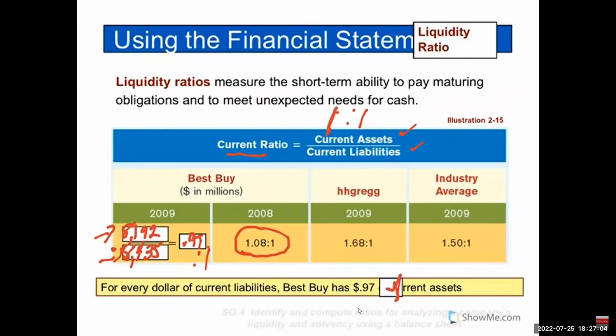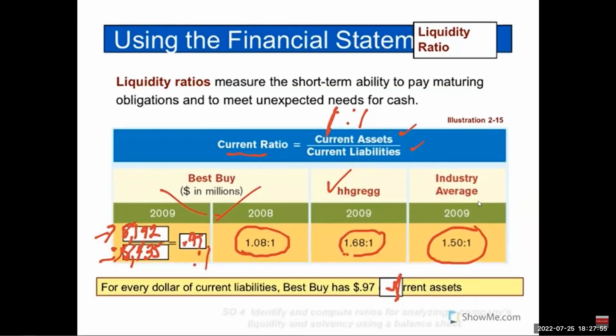Now the other thing about ratios is they really take on meaning when you compare them to other companies or industry averages. In this case, we compared it to the year before, 2008. If we compare it to our competitor, H.H. Gregg, in 2009, they had $1.68 in current assets for every dollar of liabilities. There are companies that do industry averages, and you can look at your industry, and for all companies in your industry, the average current ratio is 1.5:1. So from this you can see, if you're management of Best Buy, you have a problem here, and you may have a problem in paying your short-term debts. If you're an investor, you'd be concerned about this. But that's what the liquidity ratio helps you look at.